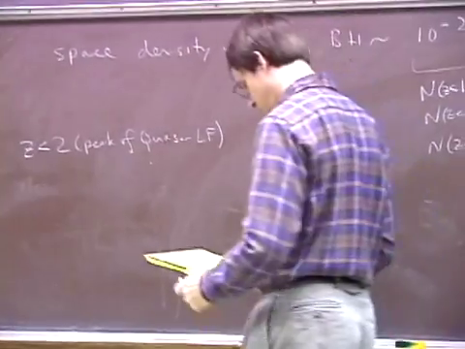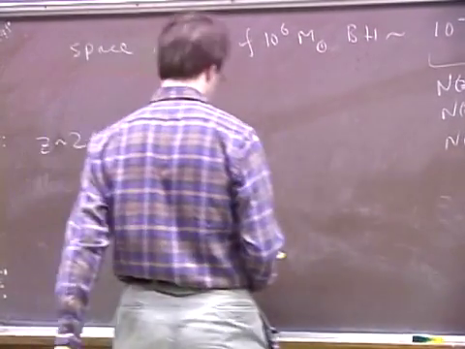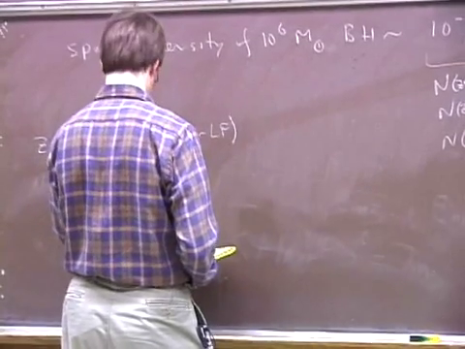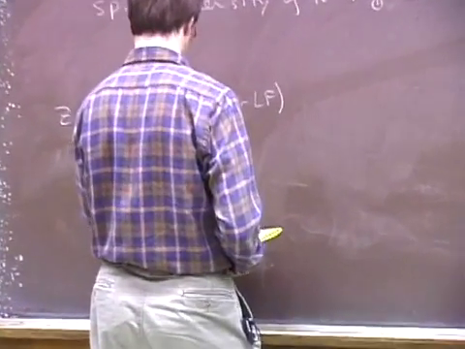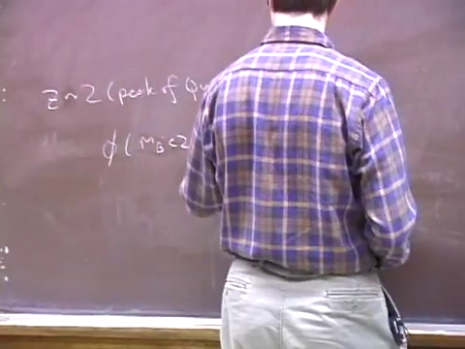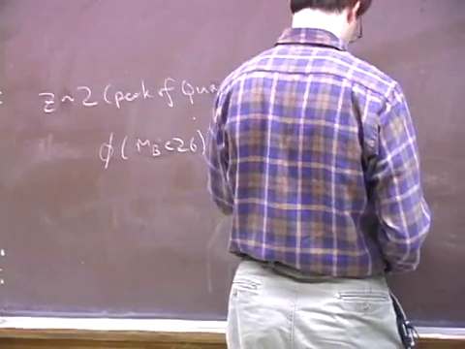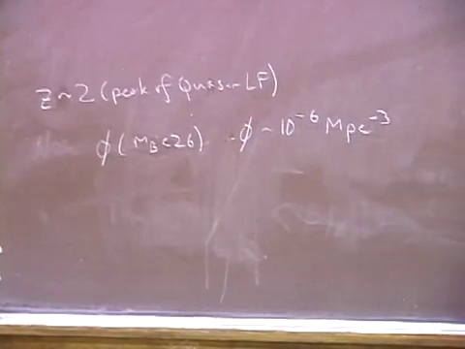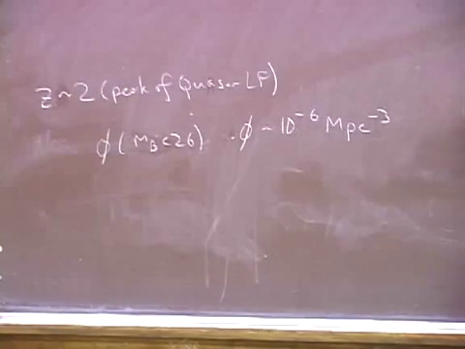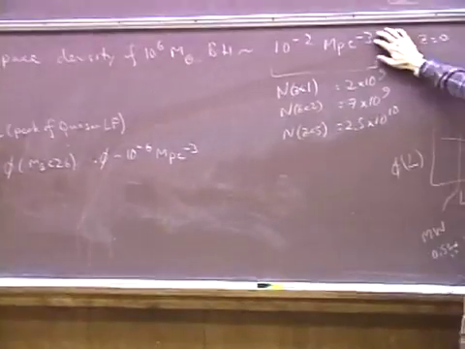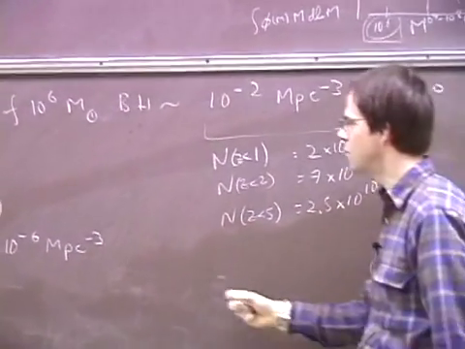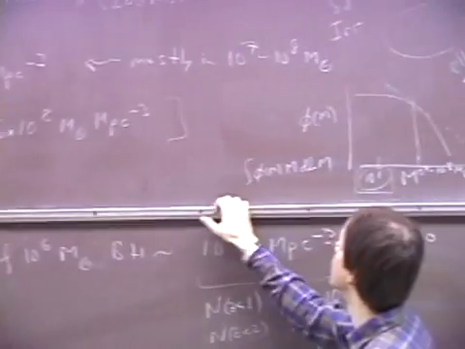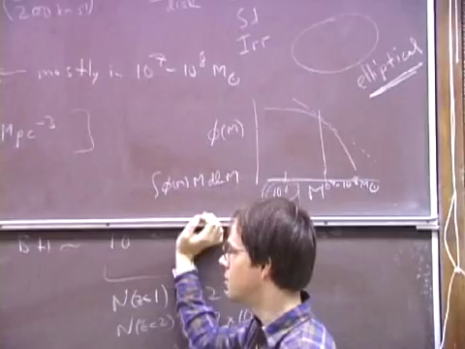So if we look back to a redshift of 2, the space density of bright quasars, the peak space density, is around 10 to the minus 6 per cubic megaparsec. So that's, depending on how you do the calculation, 2 by 10 to the minus 4 of the 10 to the 6 solar mass black holes, but these are bright enough that they probably need bigger black holes, so it may be something like 1 in 100 or 1 in 1,000 of these 10 to the 7 or 10 to the 8 solar mass black holes.